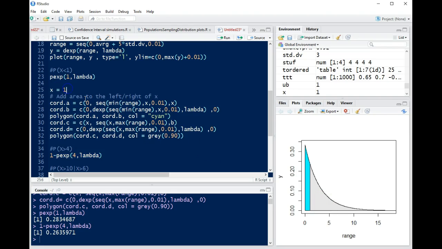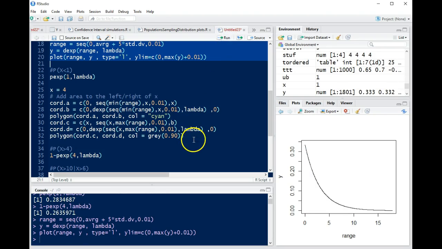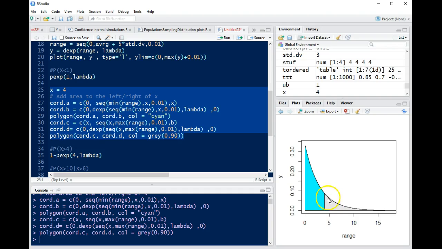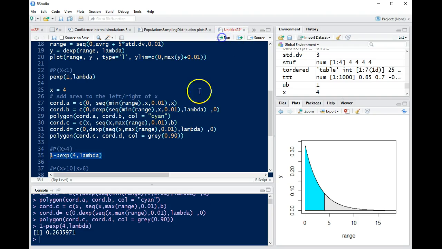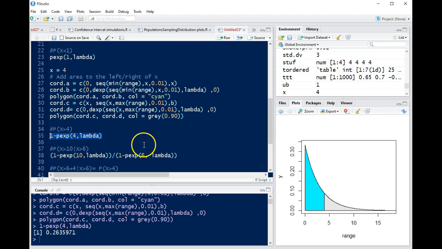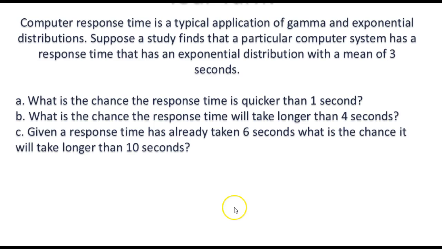And let's go ahead and change this value here. x now is equal to 4. I actually have to first rerun the plot. So I'm going to run the plot again. And if I rerun this part, I can then look at this gray shaded area, which is the area that is above 4 in my exponential distribution. And so that is the value of 0.2635971.